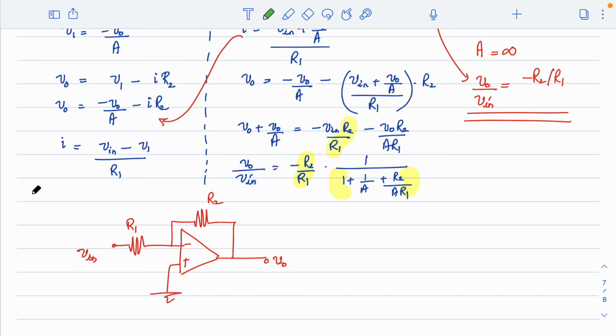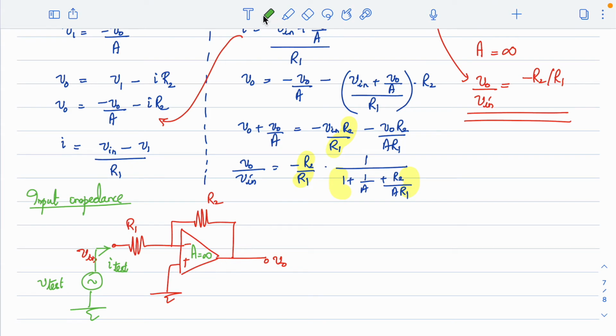How will you find input impedance? Input impedance is the impedance seen from this input side, right? So generally we find by connecting a test voltage, V test, and this current will be I test. So if your A is infinity, can you tell me what is the input impedance? Any guess? R1 plus R2, how is it?